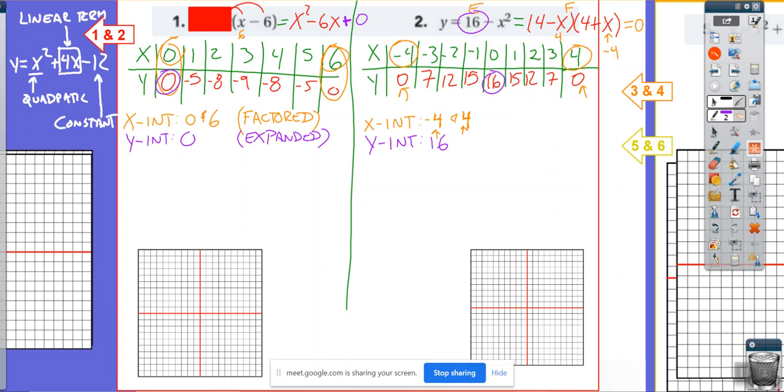Okay. All right, so here I'm going to skip the line of symmetry for a moment and then come back.